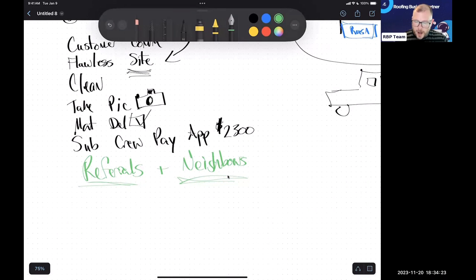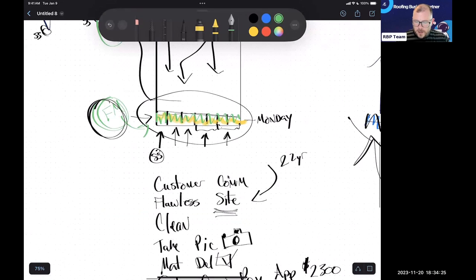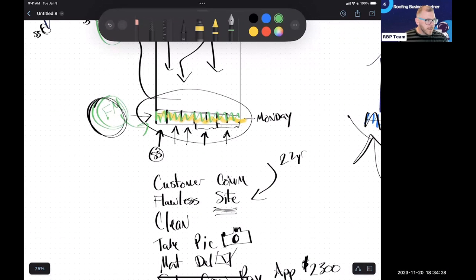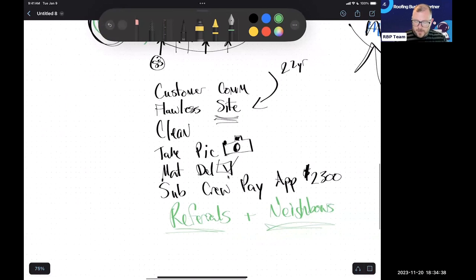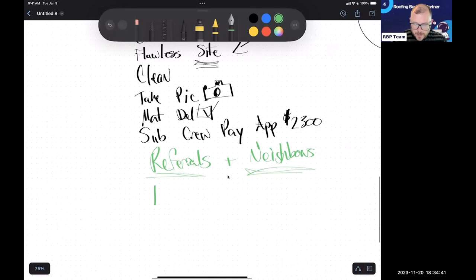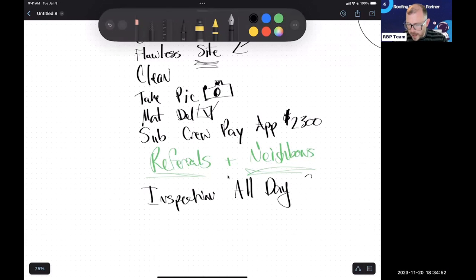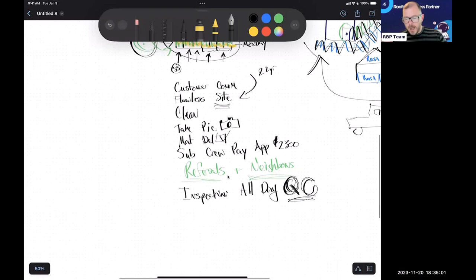Now, where we get everybody confused is, well, how am I going to afford that? Because this guy's supposed to be there all day, talk to customers, make sure the site's nice and clean and being run flawlessly. He's going to take pictures. He's going to make sure the material got delivered. He's going to do the sub crew pay app sheet. He's going to do the referrals and neighbors. And he's also going to do an inspection throughout the day so we get quality control. So the quality is controlled because we're actually checking things throughout the day. He can't put it together, but he's been trained to know if it's right or wrong.